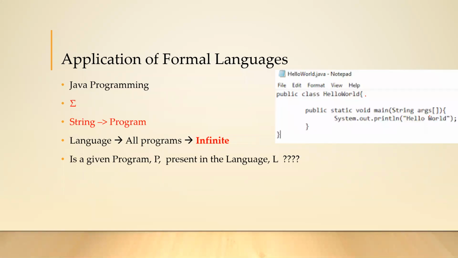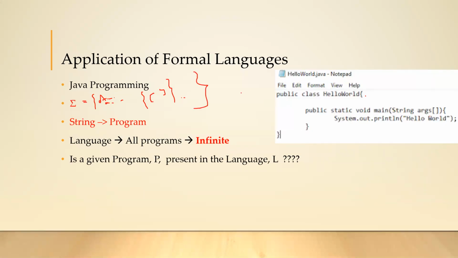Now, let's see how these compilers work. Compilers work on these formal languages. When you think about my Java program, I can have something called a sigma, and that sigma will be all my alphabets from A to Z, small a to z also. Then I'll have all my symbols, my comma, my dots, everything. So all that is my sigma.